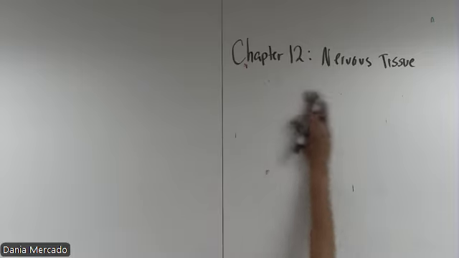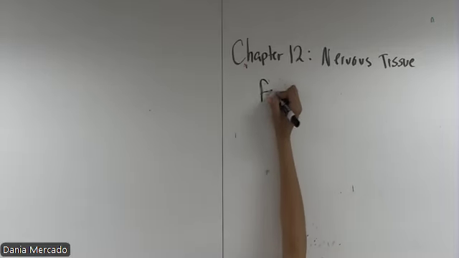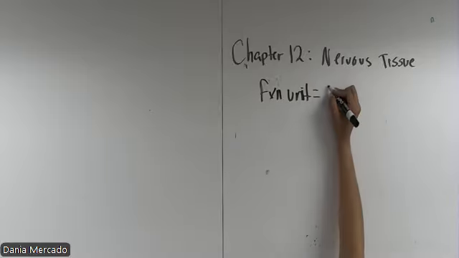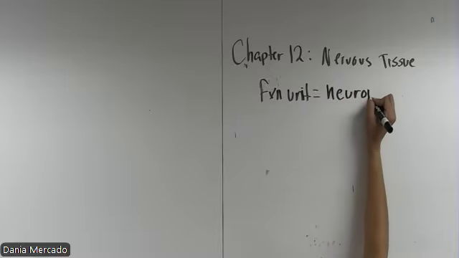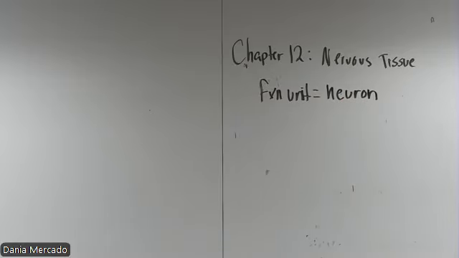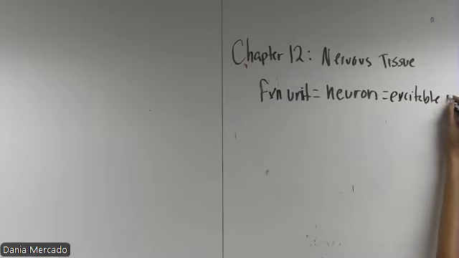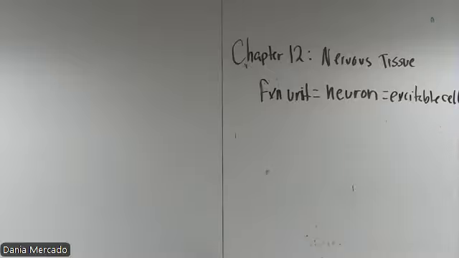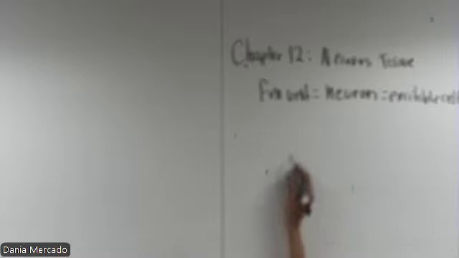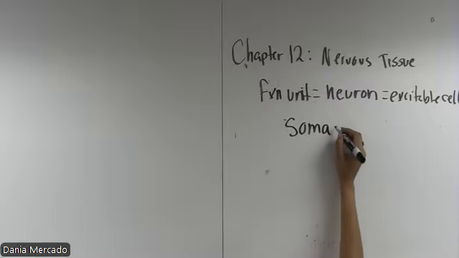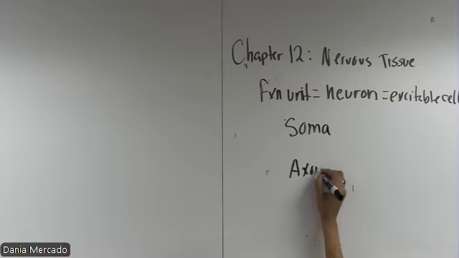So in terms of nervous tissue, we're talking about the functional unit of the nervous system, which is what? The neuron, right? Simple question, right? What is the functional unit of the nervous system? Neuron, okay? The neuron is considered to be an excitable cell because it responds to electrical changes, just like the muscles, right? The neuron itself is a cell, and it's composed of a soma, right, and an axon.